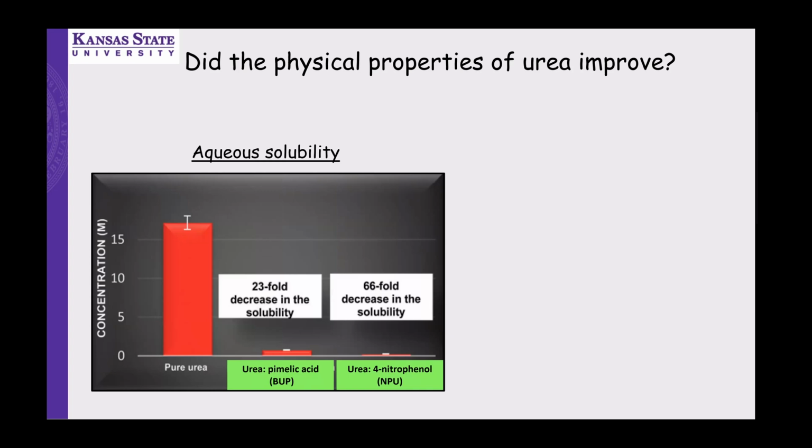So we just have a concentration on the y-axis, and in this diagram we can show that urea has very, very high solubility, and the unit here is moles per liter. So it's approximately 17 moles per liter of urea in water. That is really, really soluble. And then we look at the solubility of urea and pimelic acid. As you can see, the bar in that histogram is much reduced.